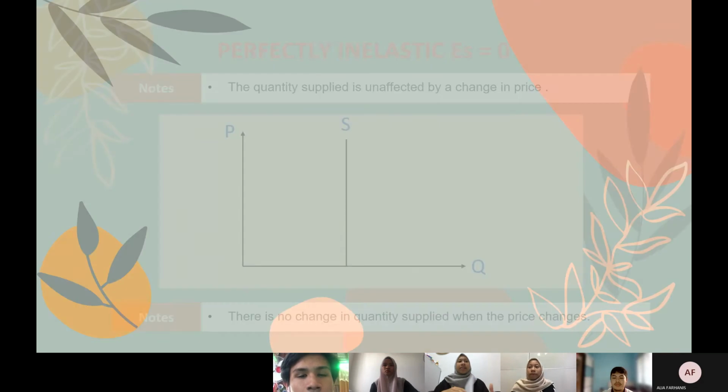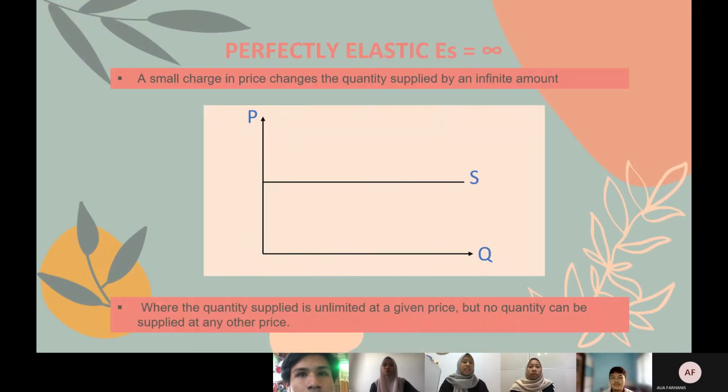Next, perfectly elastic, ES equal to infinite. A small change in price changes the quantity supplied by an infinite amount, where the quantity supplied is unlimited at a given price, but no quantity can be supplied at any other price. Infinite at any one price only for this perfectly elastic. Next slide.